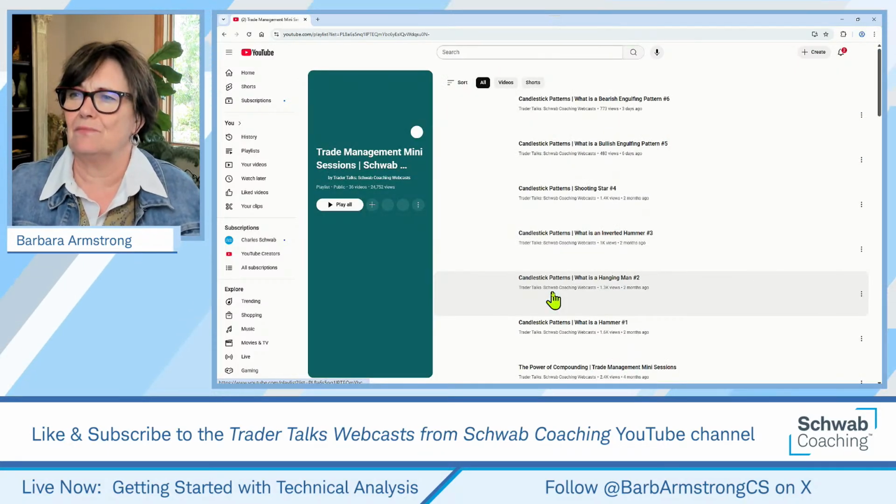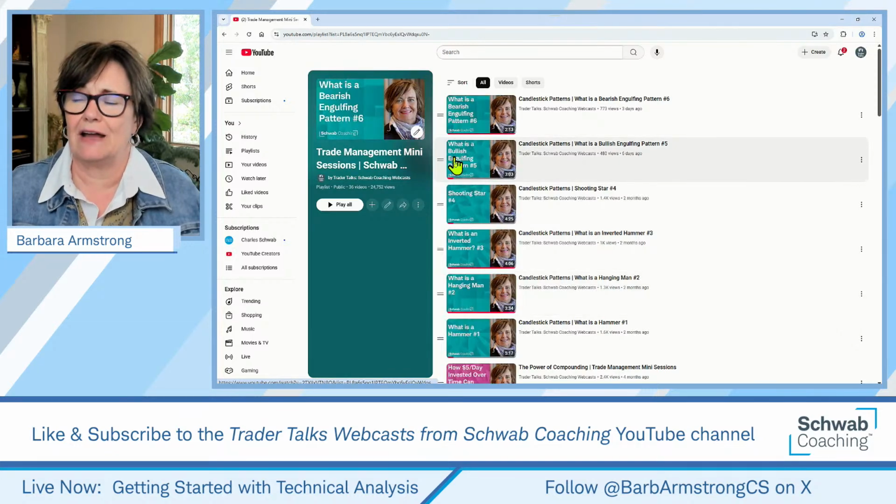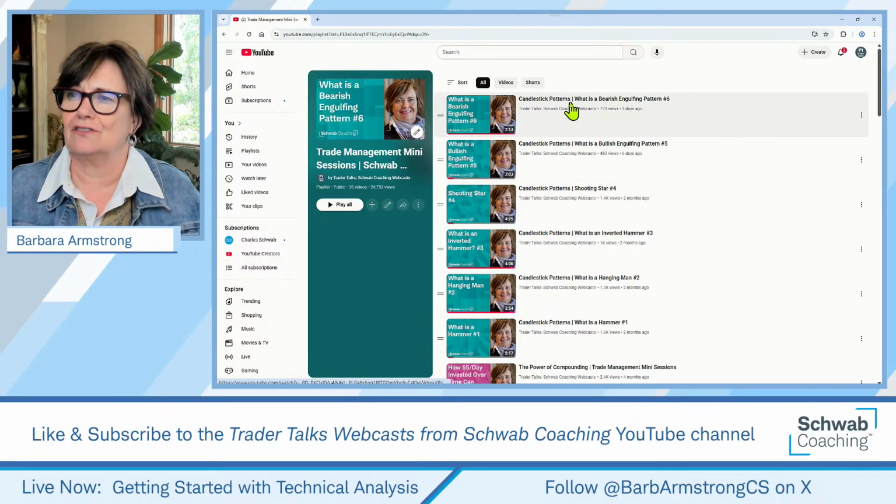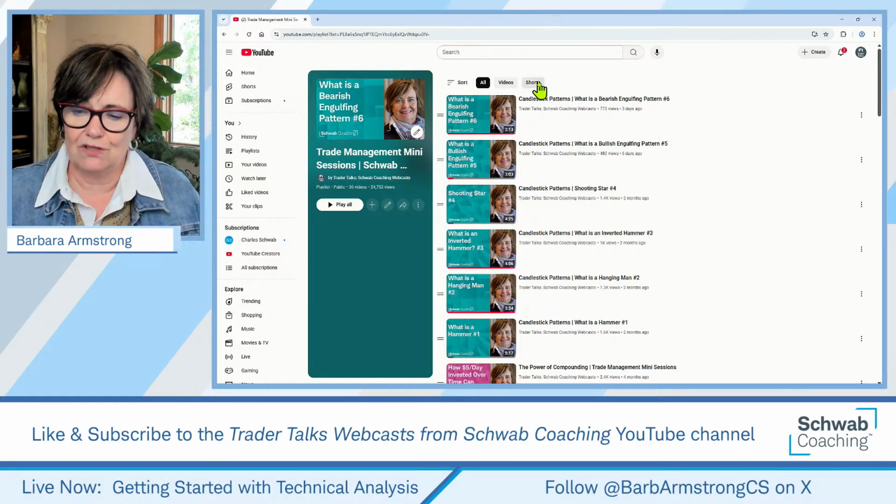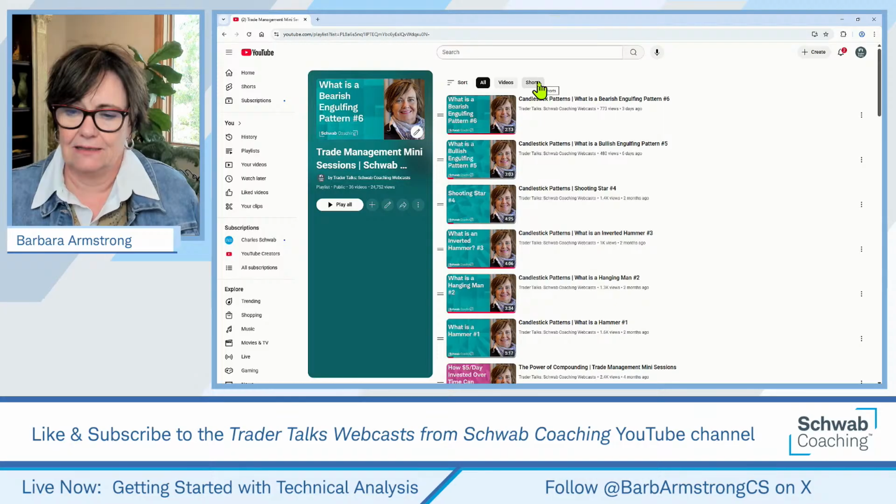So here's the bullish engulfing pattern, which is the pattern we're talking about in this example. And then I did a bearish engulfing pattern also. They're 2-3 minutes long, none of them are more than 5, and we'll end up with about 18 of these. These are also posted in the Getting Started with Technical Analysis series.